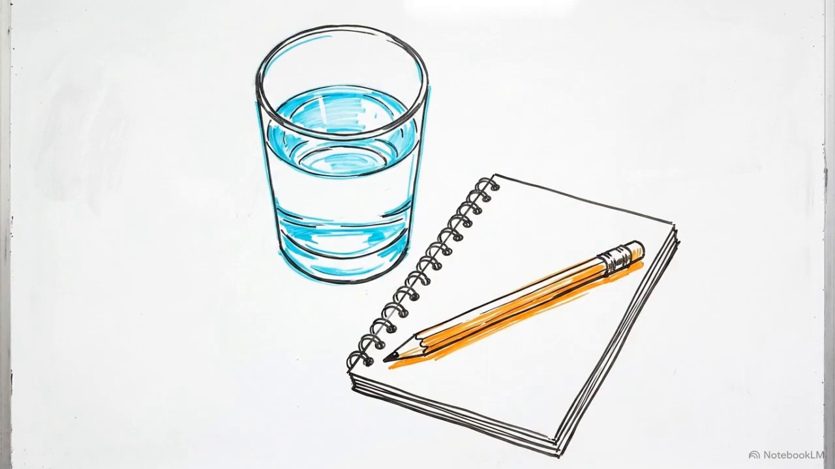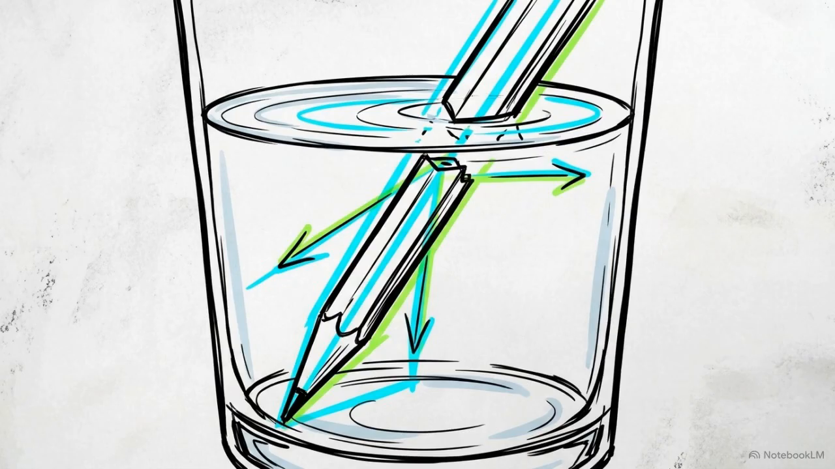Grab a glass of water and a pencil at your own desk. Try looking at it from different heights to observe how optical density shifts the angle in real time.